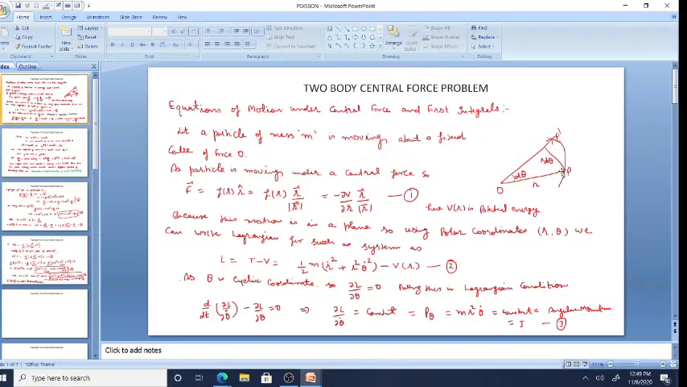Here let us consider a particle of mass m moving about a fixed center O, and let us say its radial distance from the point O is r. Then you know that we can define the central force in vector form as F equal to Fr unit vector r. You know unit vector r is equal to vector r upon modulus r. So it will be equal to Fr vector r upon vector r modulus.